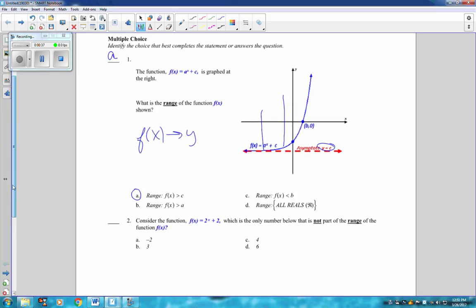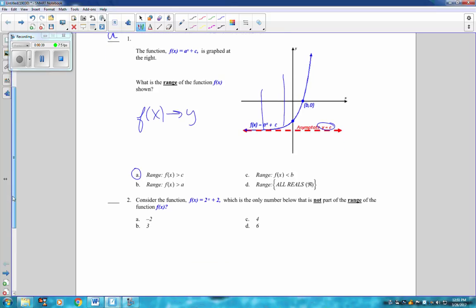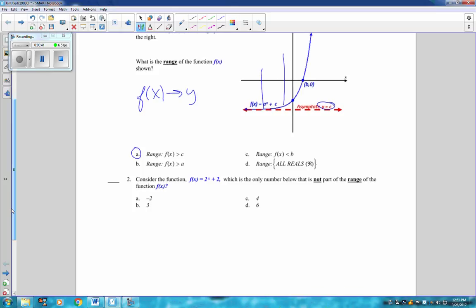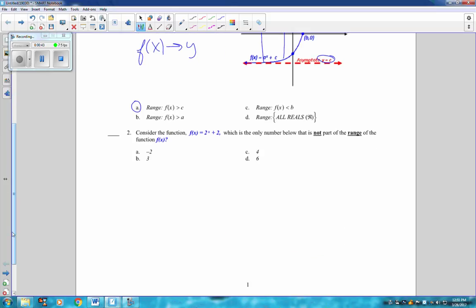It's just a little bit of a different way of looking at it. We've always named the range with y instead of f of x. Number 2 is A. Consider the function 2 to the x plus 2, which is the only number below that is not part of the range? This would have an asymptote at y equals 2, so it's going to be everything above 2. A, negative 2, is not above 2.